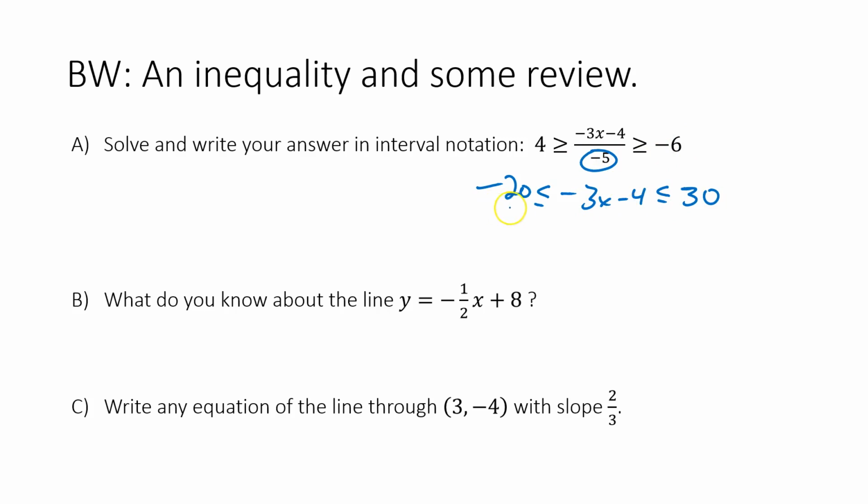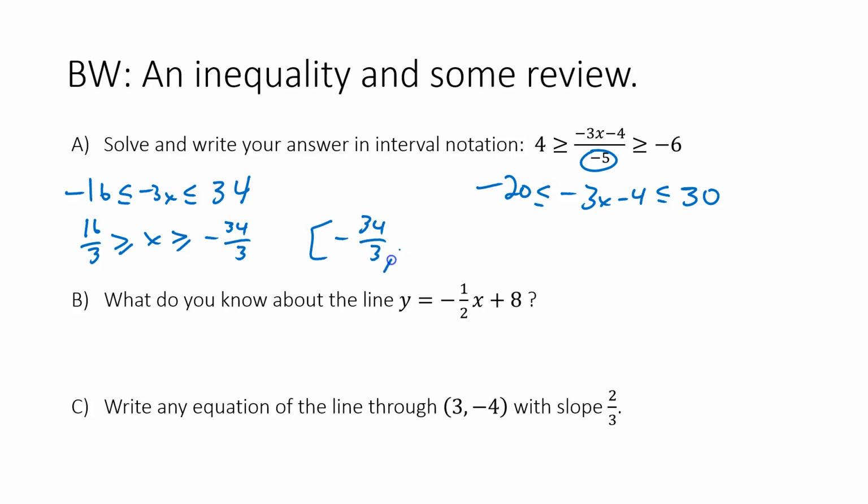Now I'm going to add 4 to everybody. -20 plus 4 is -16, that's less than or equal to -3x, which is less than or equal to, we add 4 here, 34. So now we're going to divide by -3. And when I do that, remember those signs are going to flip again. So I have 16 thirds greater than or equal to x, greater than or equal to -34 thirds. So interval notation: bracket, -34 thirds, always left to right, so bottom to top, comma, 16 thirds, close bracket.